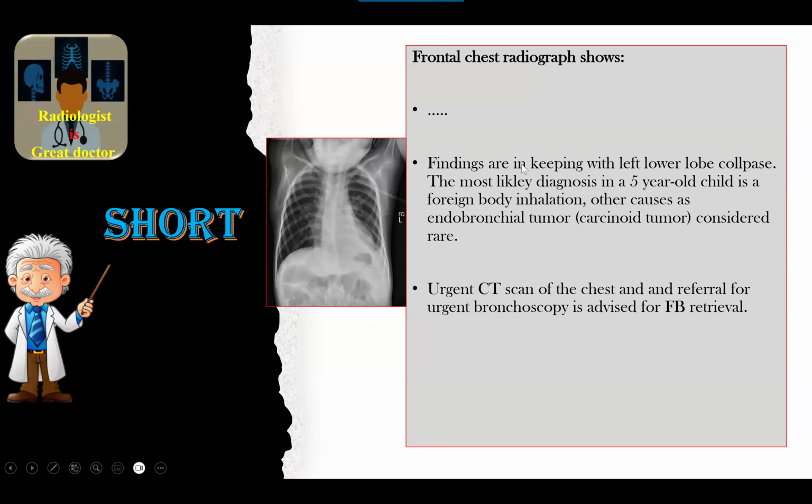Then the most likely diagnosis in this age group, in a 5-year-old child, is foreign body inhalation. What about other causes? They are unlikely in this age group. Next step, urgent CT chest, sorry, bronchoscopy for foreign body retrieval.